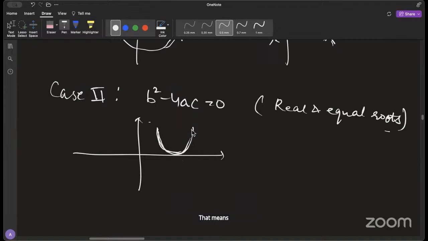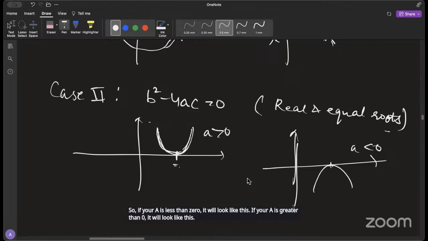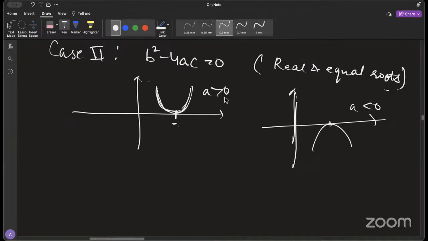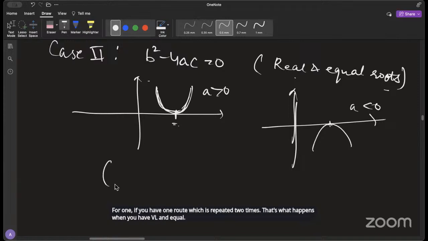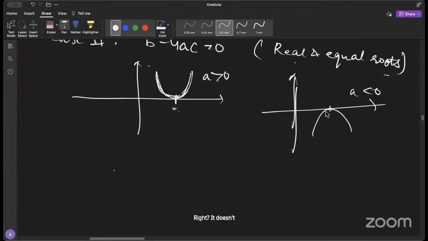That means that would be this real root. So a graph will look like this or this. If your a is less than 0, it will look like this. If your a is greater than 0, it will look like this. For one root, if you have one root which is repeated 2 times, that's what happens when you have real and equal roots. So it cuts your x-axis at only one point, right? It doesn't even cut it, actually, it just touches the x-axis at one point.